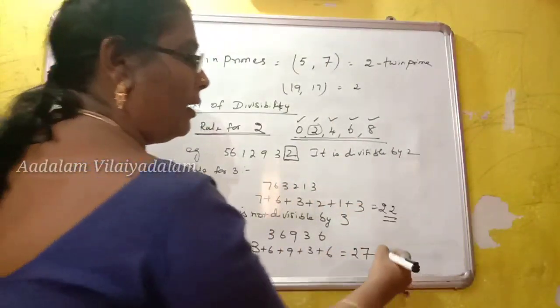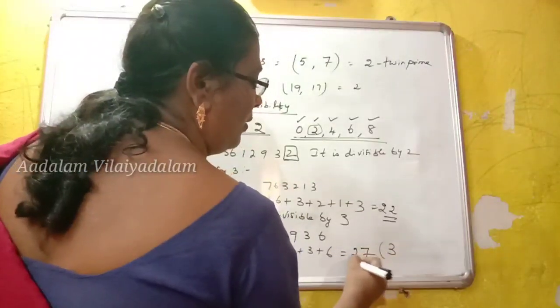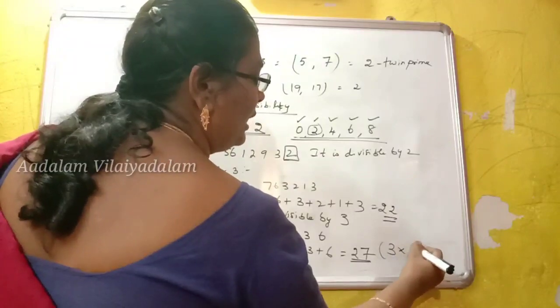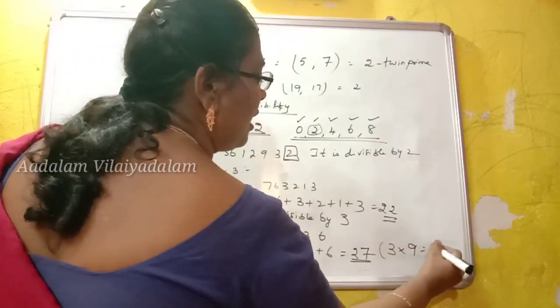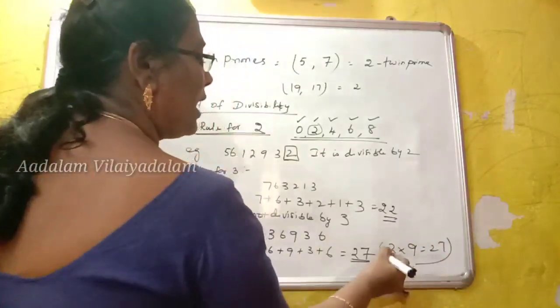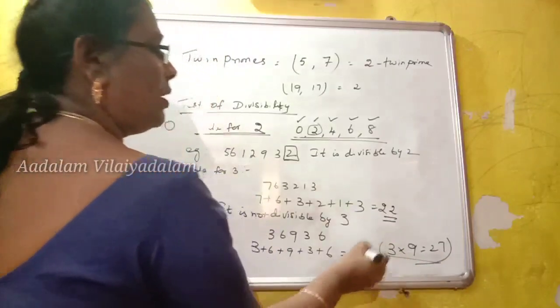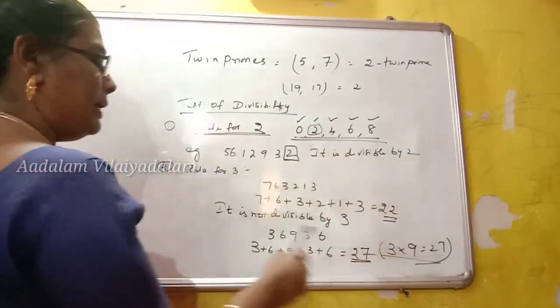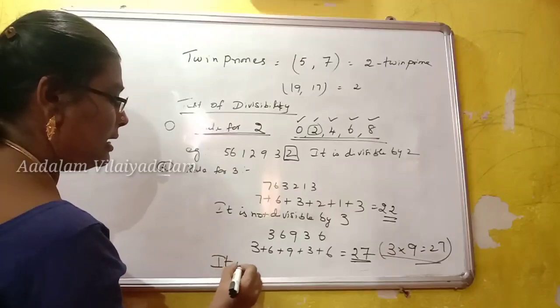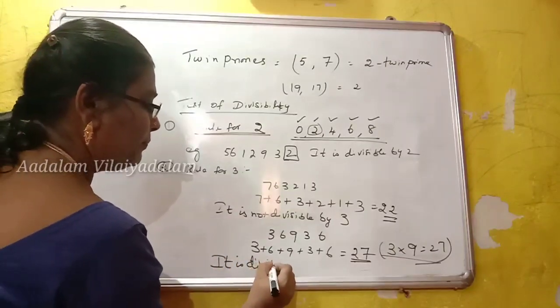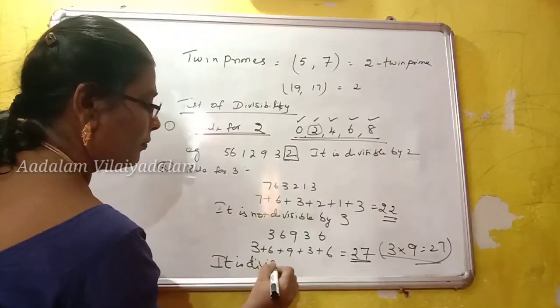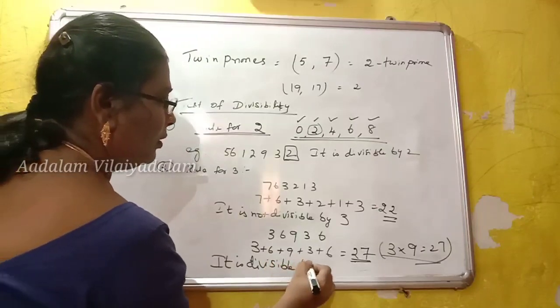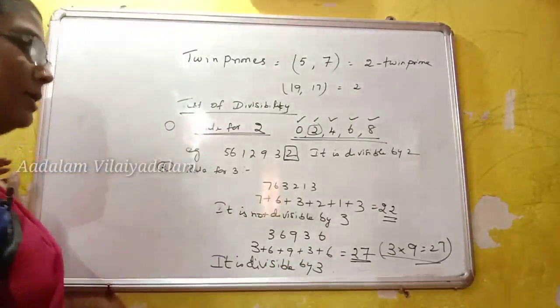3 9s are what? What is the table for 27? In the 3 table, 3 9s are 27. So you are seeing that 27 is in the 3rd table. So it is divisible by 3. Now do we understand, children?